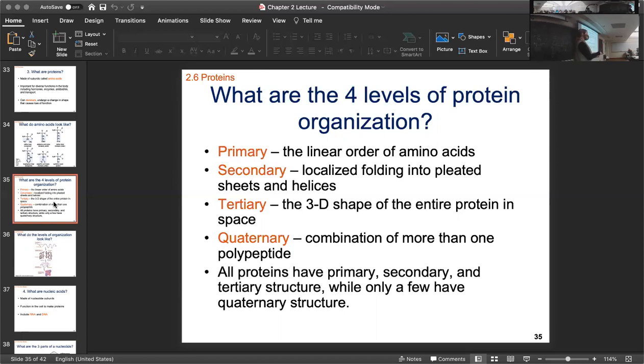Quaternary is just more than one of those. If I had all my Target receipts from the last month, it'd be like that much. That would be your quaternary. It'd be more than one piece of paper. So those are the 4 levels of organization. You've got the fiber that makes up the paper, you've got this piece of paper, you've got a 3D structure of the paper, and then you've got more than one piece of paper. All proteins have primary, secondary, and tertiary structure, so they're all proteins that at least look somewhat like this, but only a few have a quaternary structure.